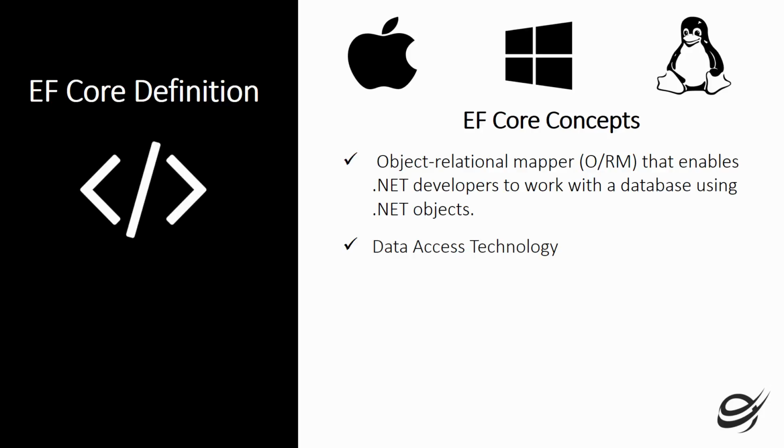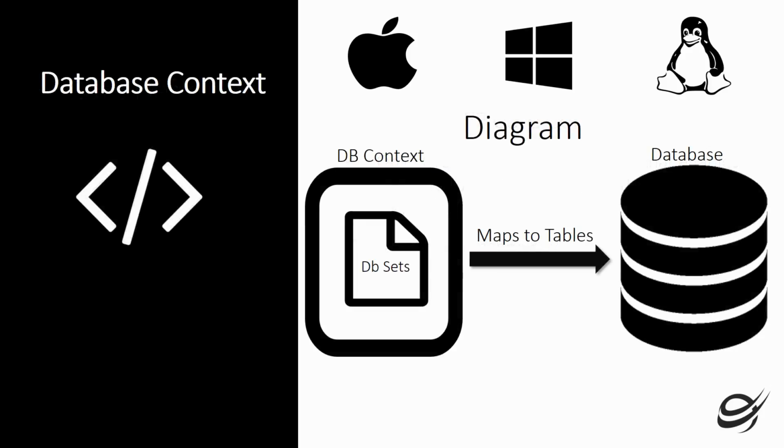So you can create properties on a class and then build that within your own database context and then map that set to your database tables. And that's essentially what this diagram demonstrates.